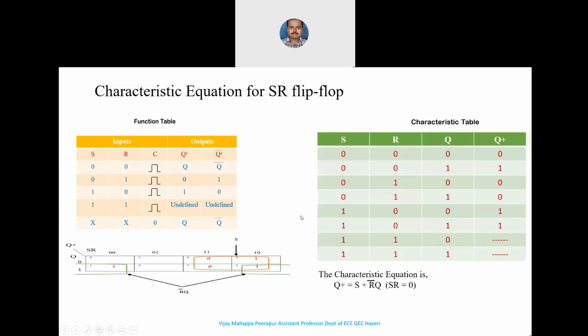Now we'll come up with the characteristic equation for the SR flip-flop. What is the function table for this one here? If you see the difference between the function table and the characteristic table, anyone can have a look at these tables, function table and characteristic table, and tell me the difference. What is the difference between these two you see here?